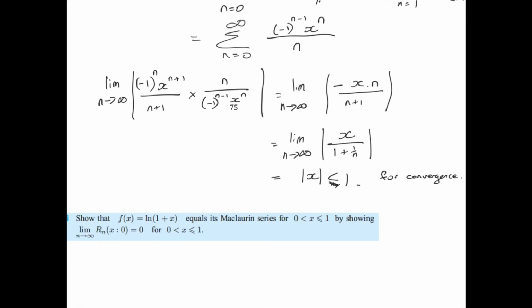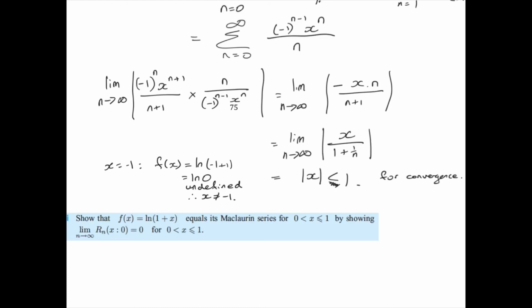So girls, I got absolute value of x is less than 1. Yep, so what do we also need to check? The endpoints, remember? Because when it equals 1, we don't know anything. So let's think about that for a second. When x is negative 1, let's just think about f(x) for a second. What does f(x) become? ln of negative 1 plus 1, which is ln of 0. What's ln of 0? It's undefined. Therefore, x cannot equal negative 1.